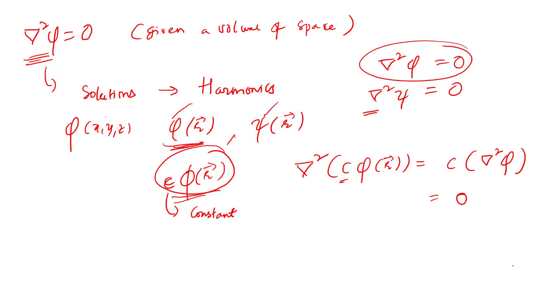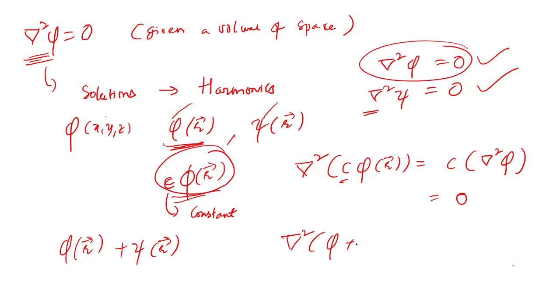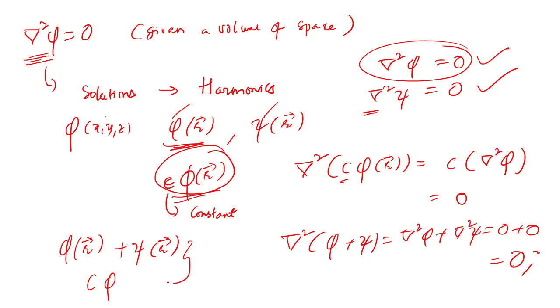Similarly, if phi and psi are both solutions to the Laplace equation, then phi of r plus psi of r is also a solution, because del squared of phi plus psi is simply del squared phi plus del squared psi, which is 0 plus 0, which is equal to 0. So if phi and psi are harmonic, phi plus psi is harmonic, and c phi is harmonic. And phi minus psi will also be harmonic, or some linear combination of these could also be harmonic. So now let's look at some examples of harmonic functions.